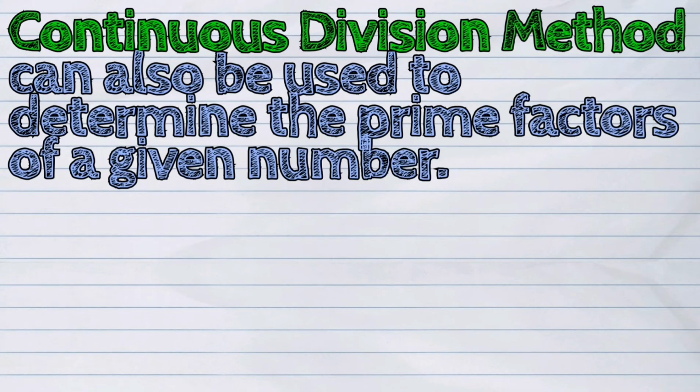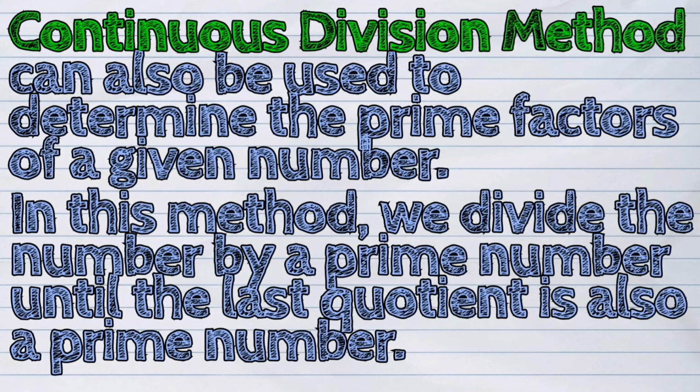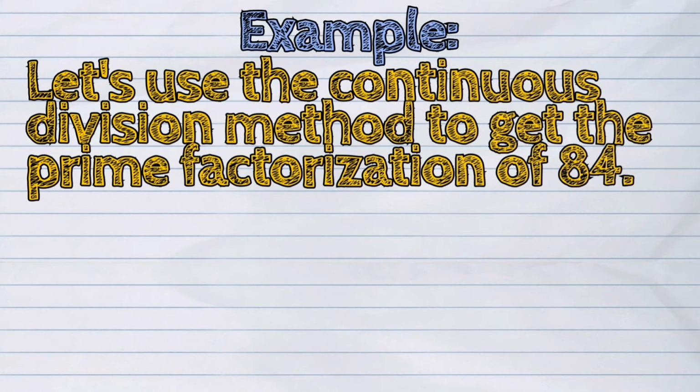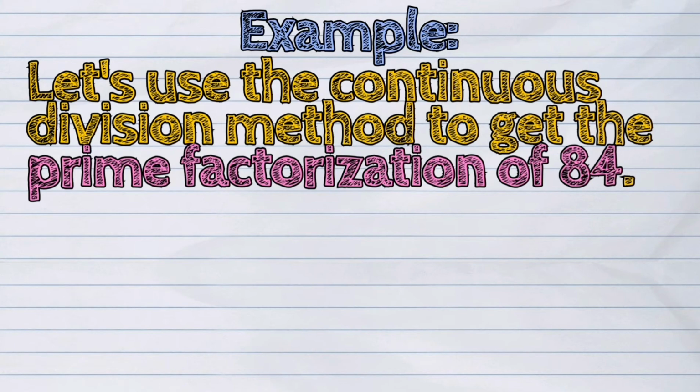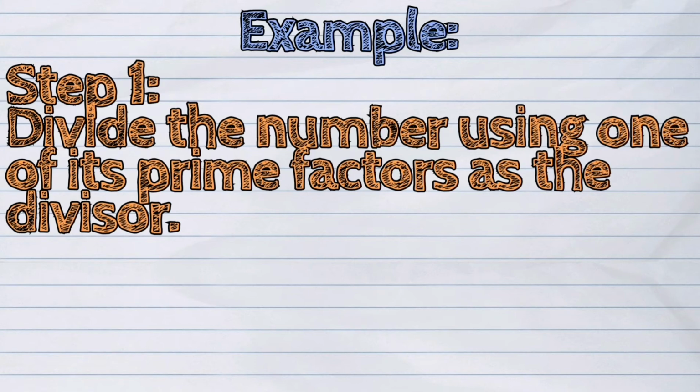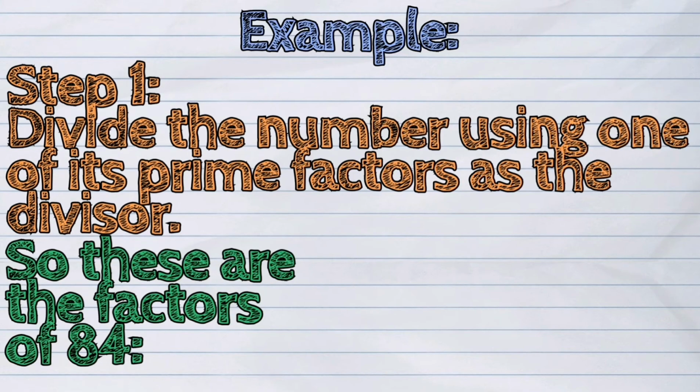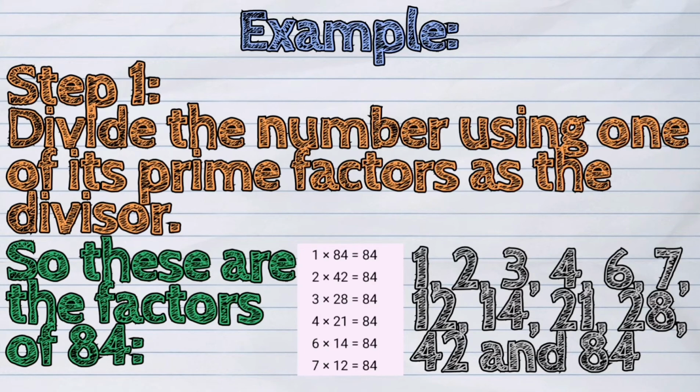Continuous division method can also be used to determine the prime factors of a given number. In this method, we divide the number by a prime number until the last quotient is also a prime number. Example, let's use the continuous division method to get the prime factorization of 84. Step 1. Divide the number using one of its prime factors as the divisor. So these are the factors of 84. 1, 2, 3, 4, 6, 7, 12, 14, 21, 28, 42, and 84. So let's choose 7 as the divisor in this method, since it's the highest prime here.